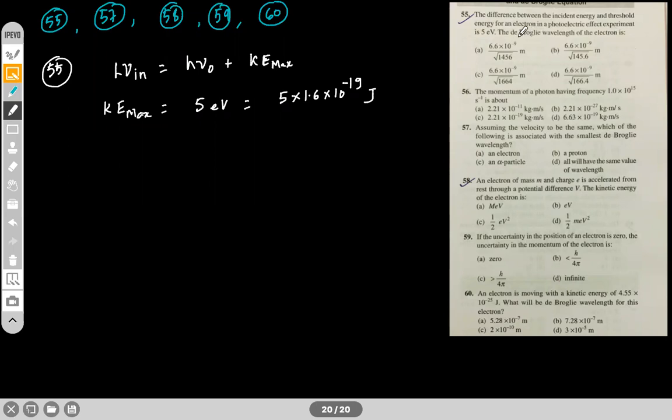We need to find out the de Broglie wavelength of the electron. So we know half mv square is given. Oh, sorry, kinetic energy is given, right? So we know the de Broglie wavelength in terms of kinetic energy is h by root under 2mK. Substitute all the values, you'll get the answer.